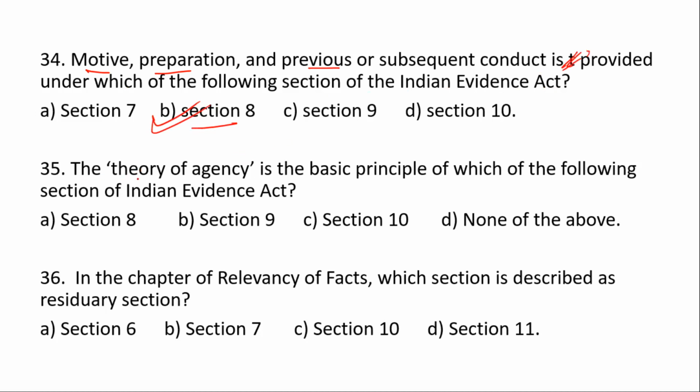Next question, the theory of agency is the basic principle of which of the following sections of the Indian Evidence Act? So the correct option is C, section 10, the basic principle or theory of agency. Section 10 deals with the admissibility of evidence in a conspiracy case. The only condition for application of the rule of section 10 is that there must be reasonable ground to believe that two or more persons have conspired together to commit an offense.